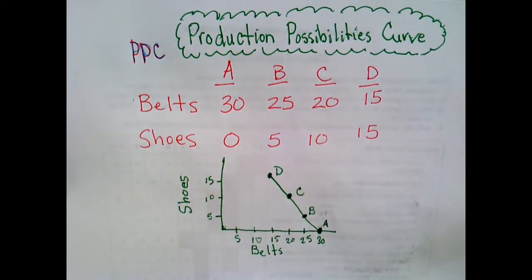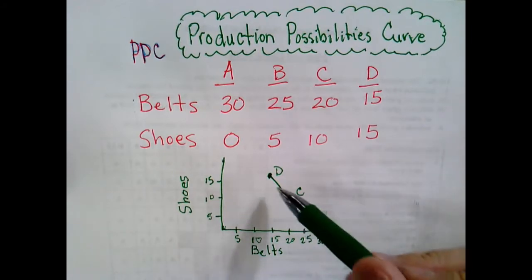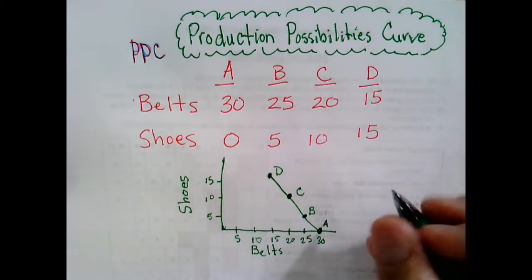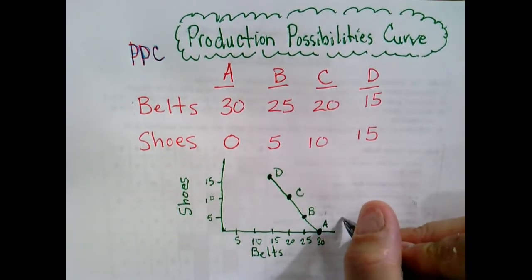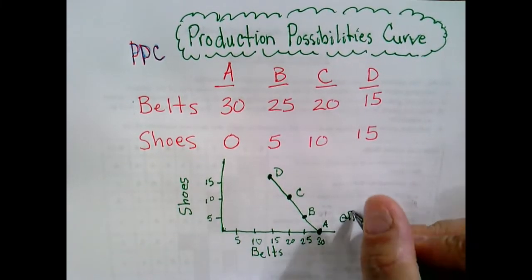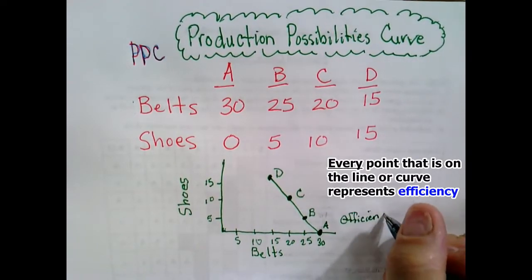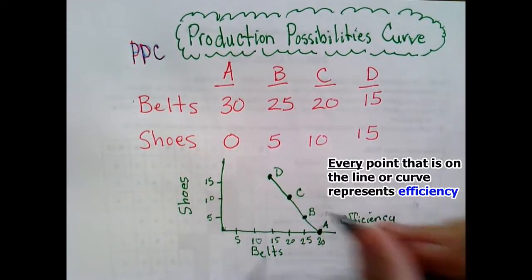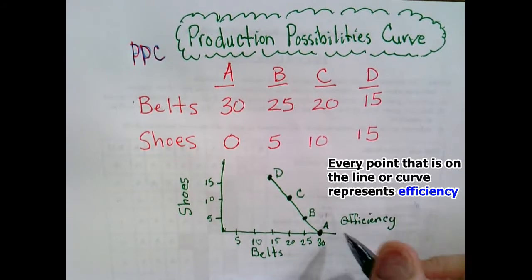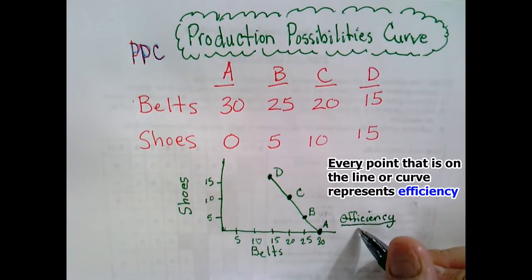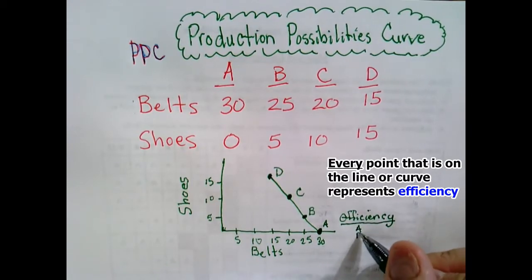Now, every point, this is very important, every point that is on this line represents, and go ahead and write this down, efficiency. That is a good thing. All businesses strive to produce at one of those points. So efficiency, that's represented by points A, B, C, and D.